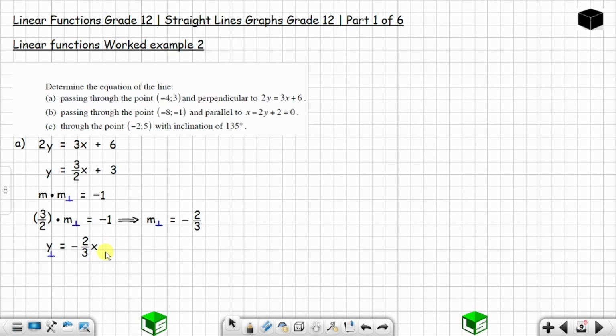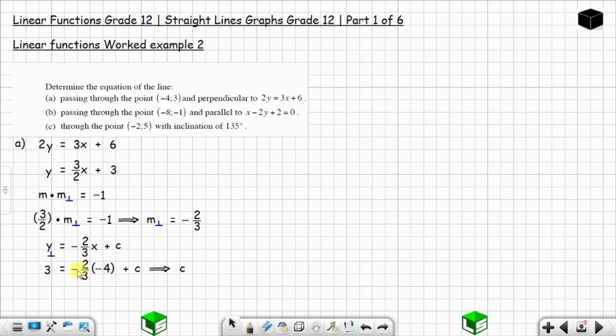So the equation of that line in standard form is y equals -2 over 3 x plus c. Now you need to get your c. When you read the question, they are telling you that the line is passing through the point (-4, 3). This is your x coordinate and this is your y coordinate. You can use this point to get your c. Your y is 3. This is equal to -2 over 3 times x. Your x is -4, plus c.